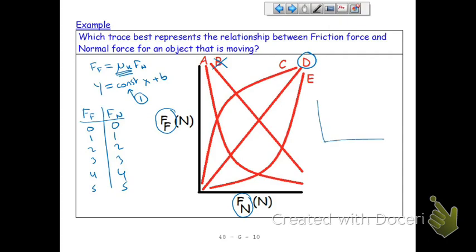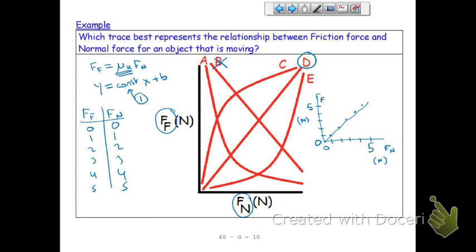So if I plot my own little graph of Ff versus Fn, and I go 1, 2, 3, 4, 5, so that's 0, and that's 5, and that's 0, and that's 5. And this is in newtons, and this is in newtons. And I go 1 and 1, and 2 and 2, and 3 and 3, and 4 and 4, and 5 and 5. There's my slope.